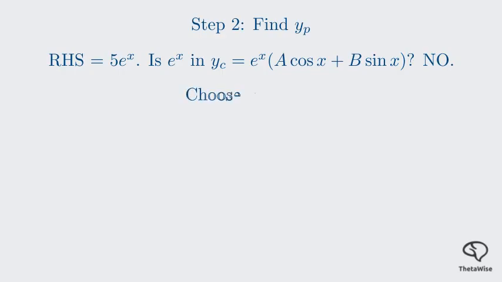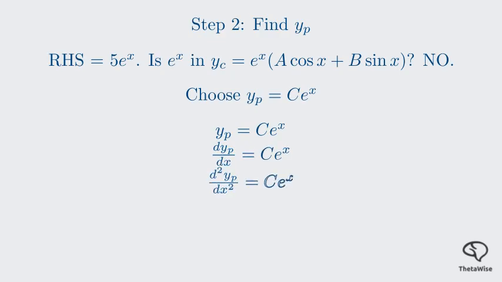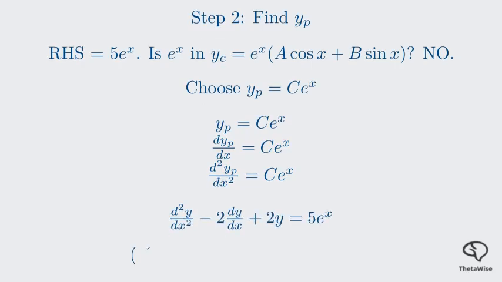We choose yp equals c e to the x. This choice makes differentiation very easy. If yp equals c e to the x, then its first derivative is also c e to the x, and its second derivative is also c e to the x. Now we substitute these into the original differential equation. Our equation is the second derivative, minus 2 times the first derivative, plus 2y equals 5e to the x. Substituting our expressions for yp, we get c e to the x, minus 2 times c e to the x, plus 2 times c e to the x, equals 5e to the x.